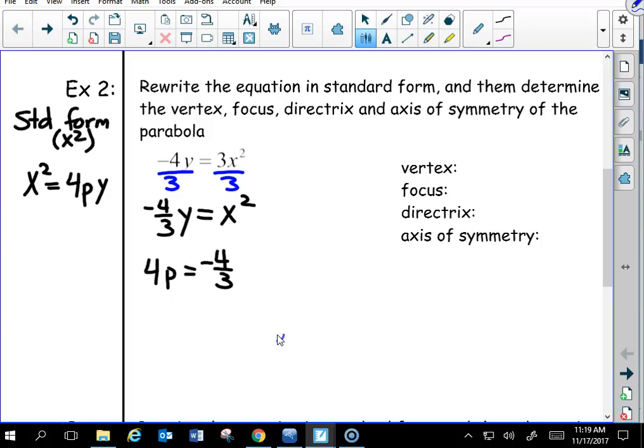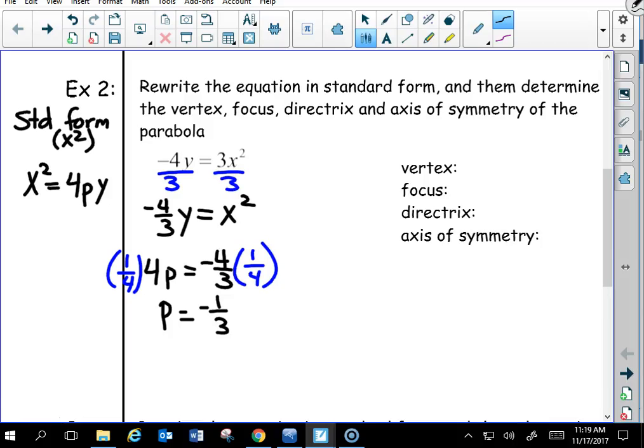I'm going to use a reciprocal again because I have a fraction on the other side. So in this equation, p is equal to -1/3. Okay, so things change a little bit. Our x's turn to y's. You'll see what I mean.